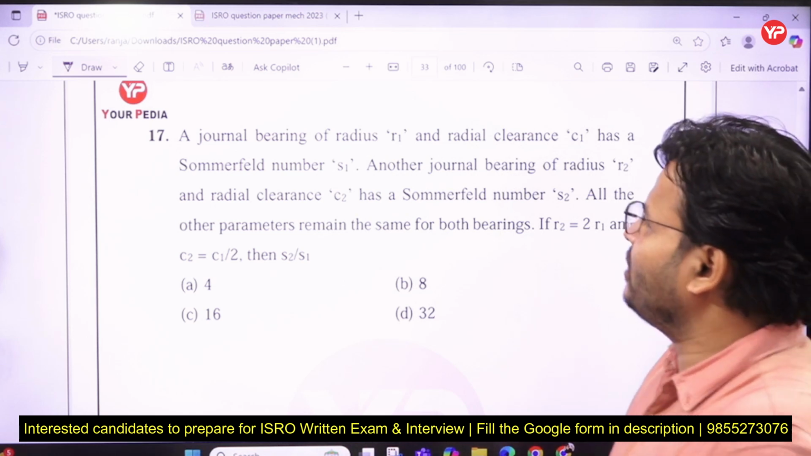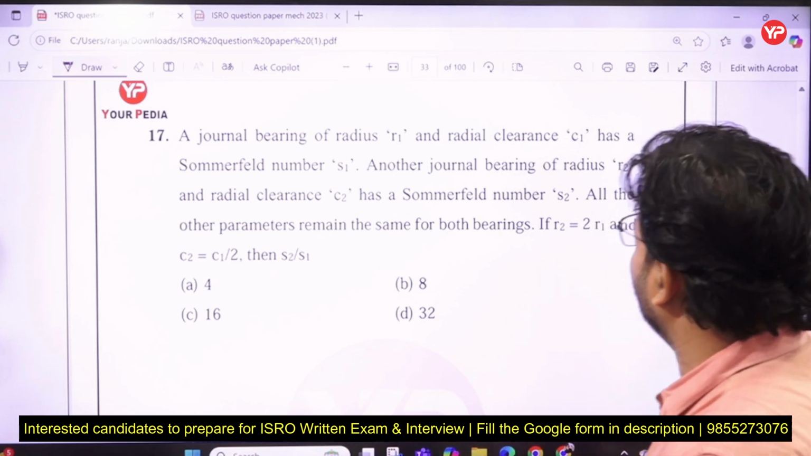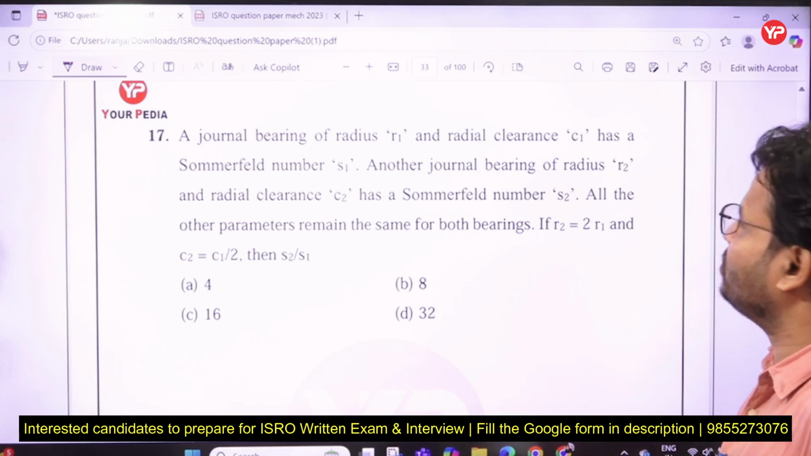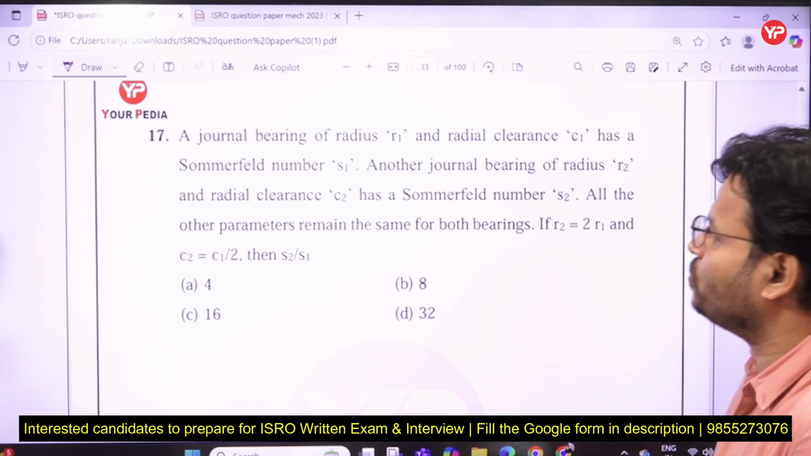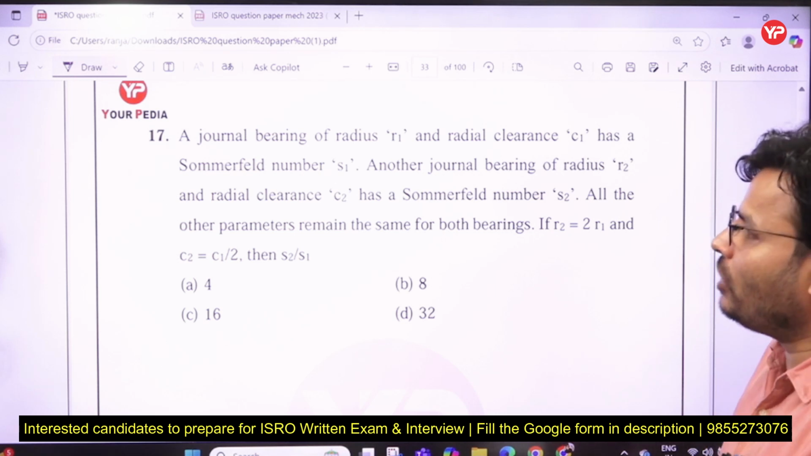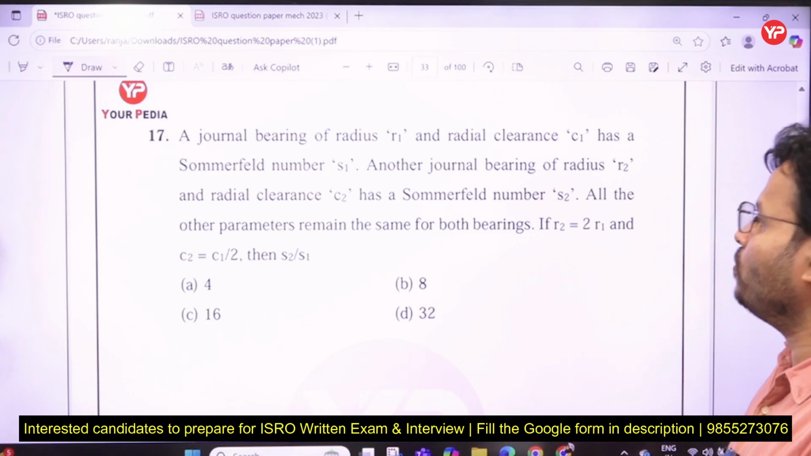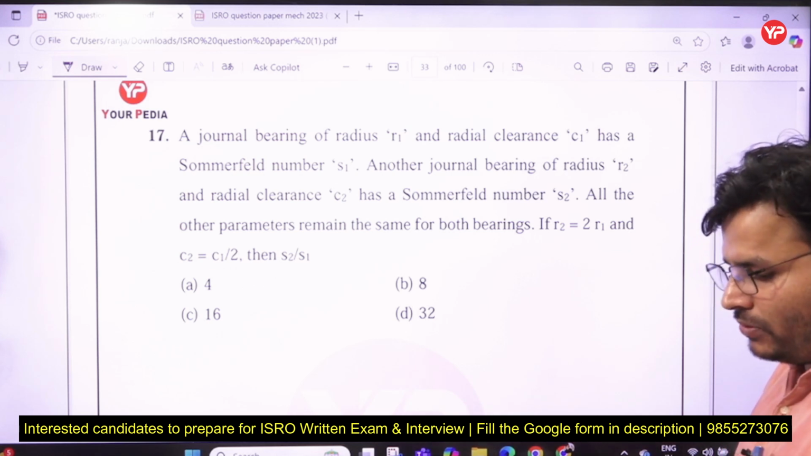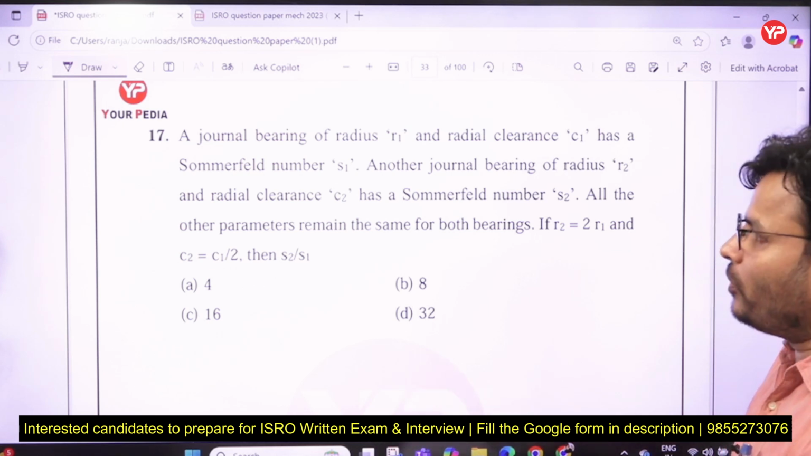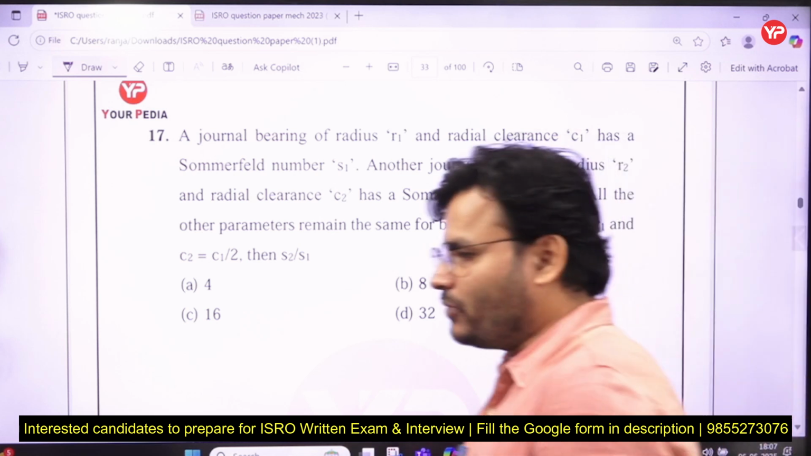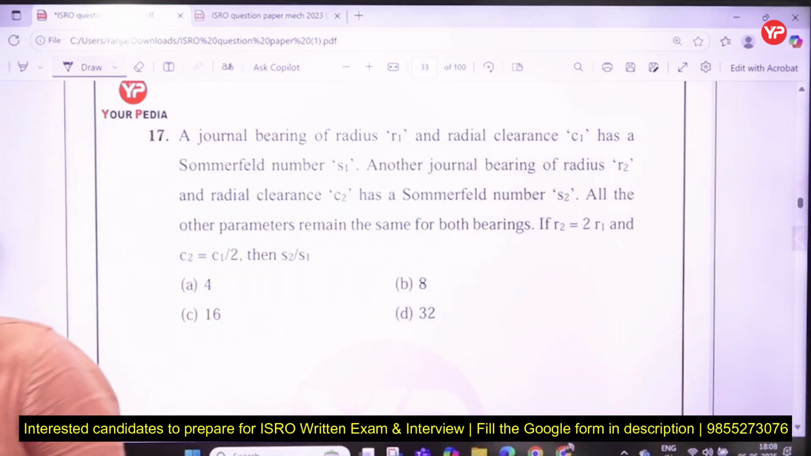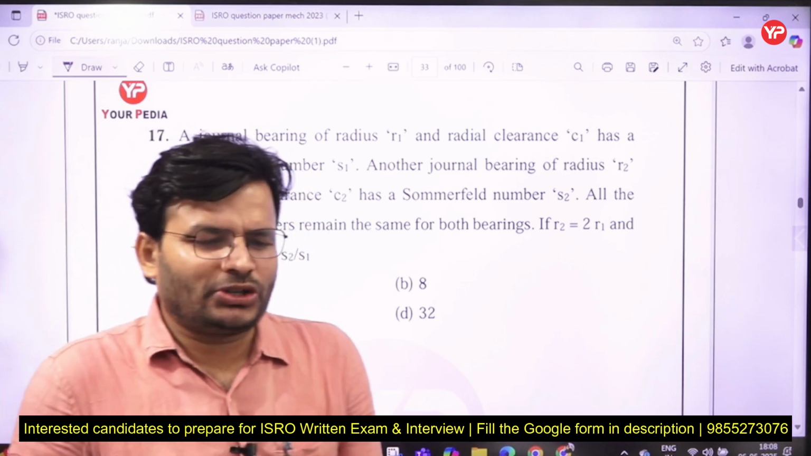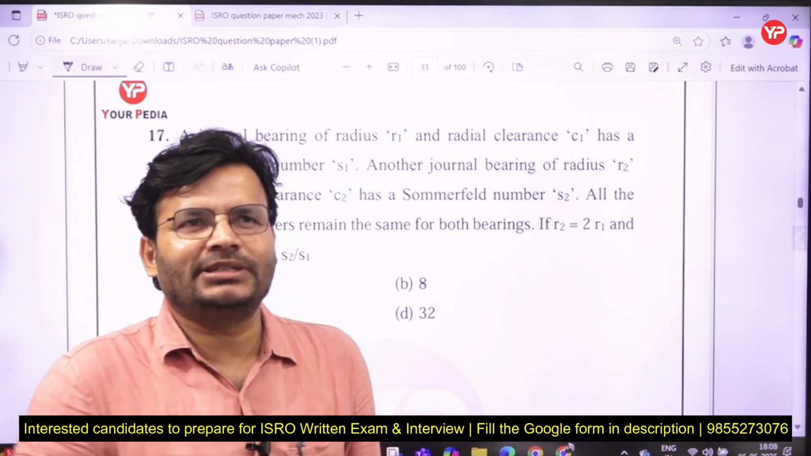A journal bearing of radius r1 and radial clearance c1 has a Sommerfeld number s1. Another journal bearing of radius r2 and radial clearance c2 has Sommerfeld number s2. All other parameters remain the same for both bearings. If r2 equals 2r1 and c2 equals c1 upon 2, then you have to calculate s2 upon s1. That question has been taken again from machine design, from the topic of bearing.